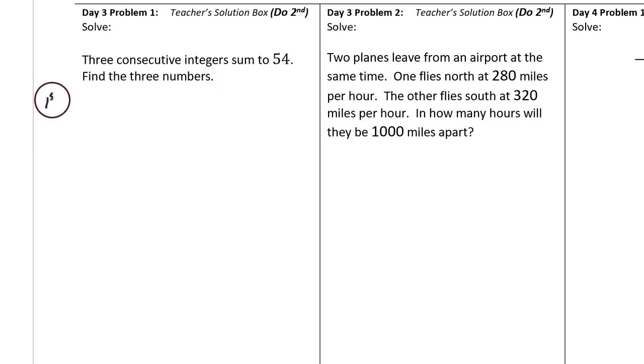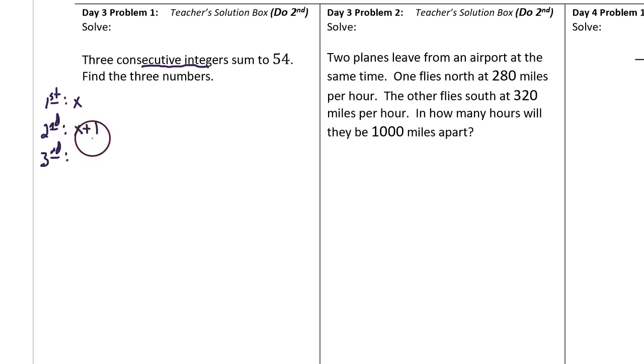For the first unknown number, let's choose the letter x. Then let's figure out how to express the second number and the third number, also using variables. We're told that these are consecutive integers. So if one of the numbers is x, the next consecutive integer after that is 1 more than whatever x is. The expression is x plus 1.